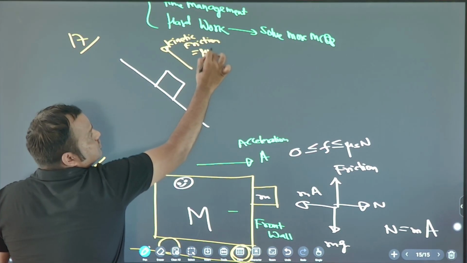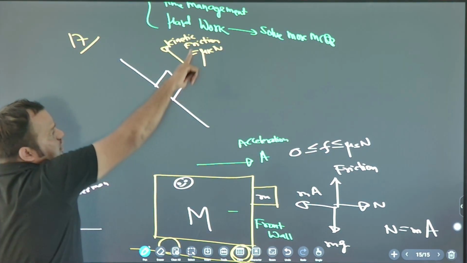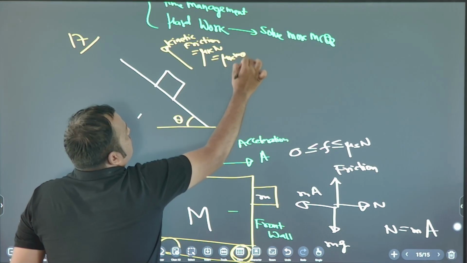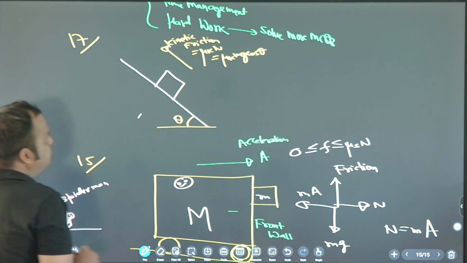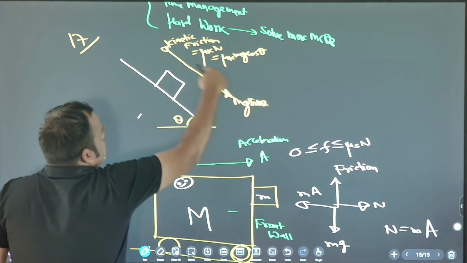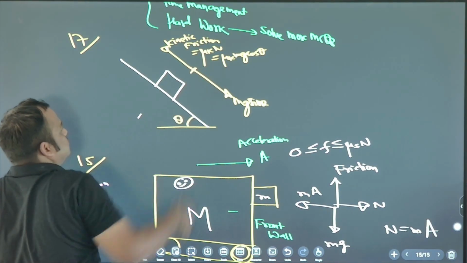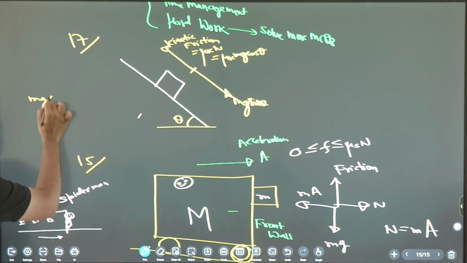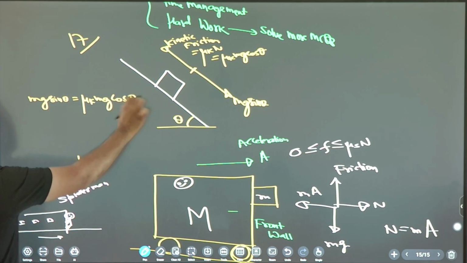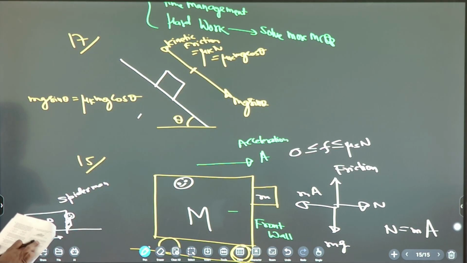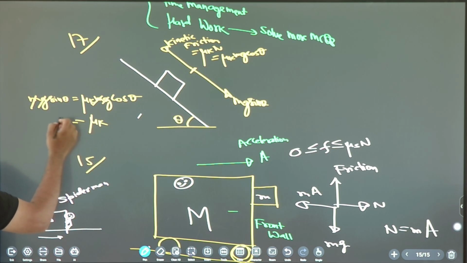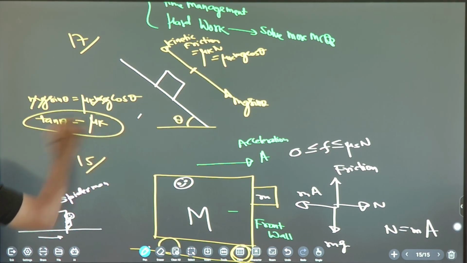So what is the value of kinetic friction? Mu k N. And tell me the N value. Mg cos theta. So mu k mg cos theta, very good. And down the plane, mg sin theta. Both are equal. So mg sin theta is equal to mu k mg cos theta. Okay, understood? So mg cancels. What is the value of mu k? Tan theta. Mu k is tan theta.